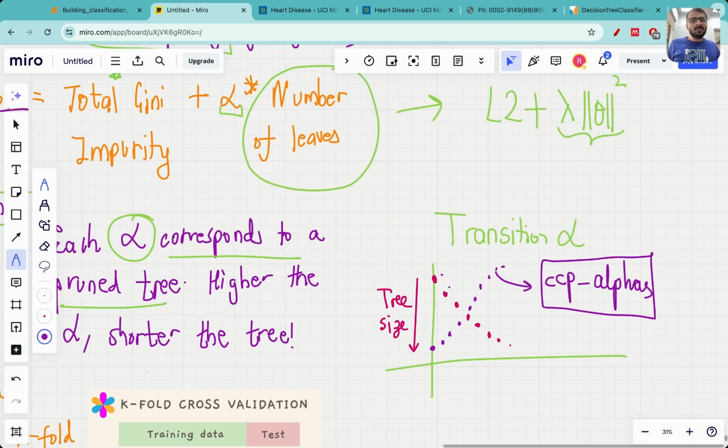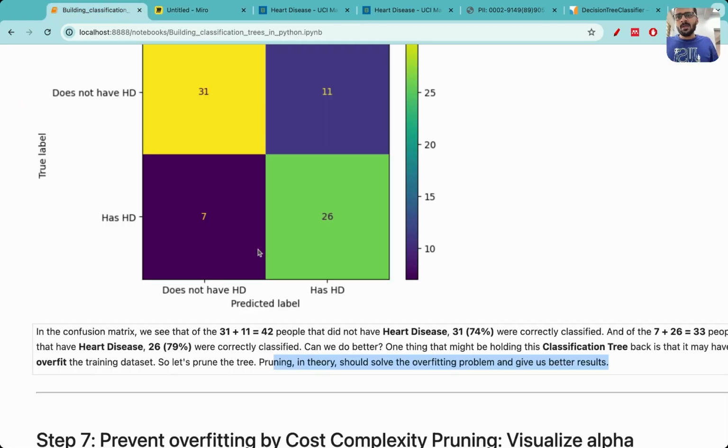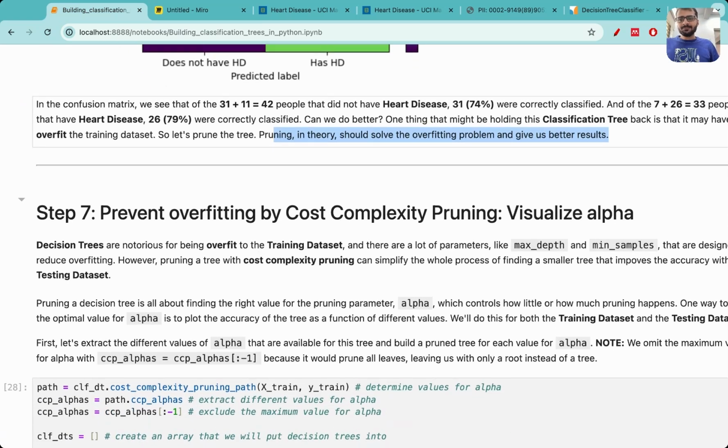We get these CCP alphas. scikit-learn gives us these CCP alphas, which are this list of transition alphas, but you don't know which alphas are the best. So you have to find the testing accuracy on each of these alphas. Remember, the higher the alpha, the shorter the tree. So there has to be a sweet spot. Maybe it lies somewhere here where the alpha is high enough but not too high that the test accuracy becomes very low. So now let's see how that is done.